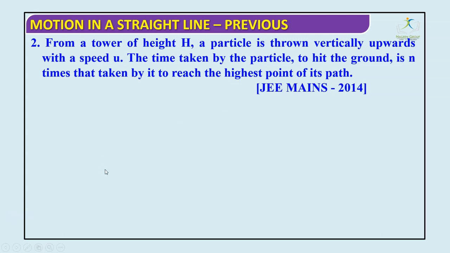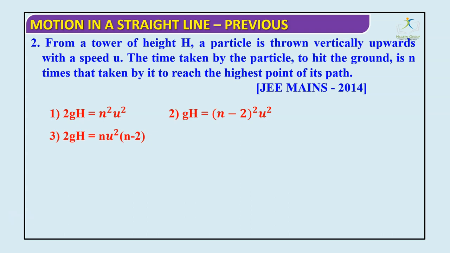So the options are: 2gh equals n²u²; gh equals (n minus 2)² u²; 2gh equals nu²(n minus 2); and fourth, gh equals (n minus 2) u².